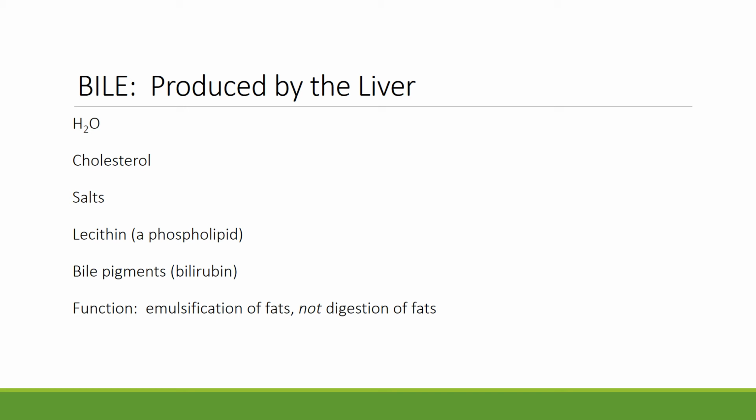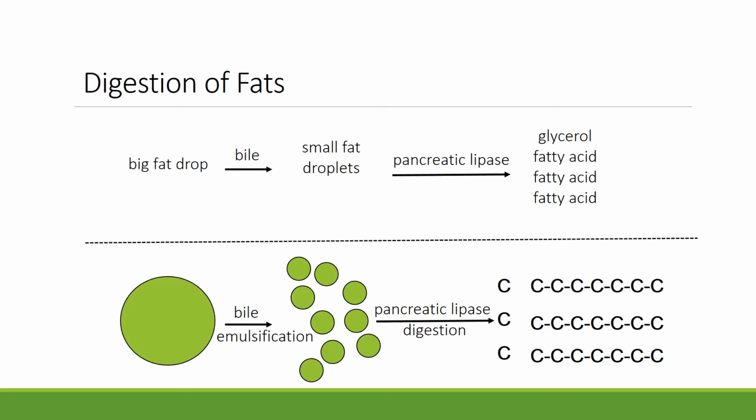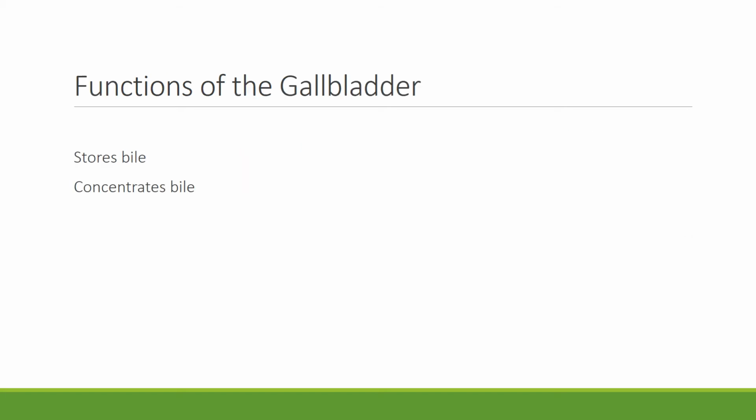Its main function is the emulsification of fats. This is not the digestion of fats, but emulsification means making big fat drops into smaller fat droplets that can then be digested. This slide shows you how bile works. You have a big fat drop that bile will emulsify or break into small fat droplets. It's then the job of pancreatic lipase to digest it into its components, or its building blocks of glycerol and 3 fatty acids. The functions of the gallbladder are to store bile and to concentrate bile.